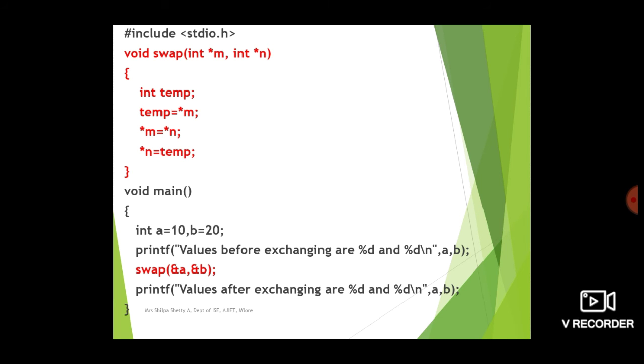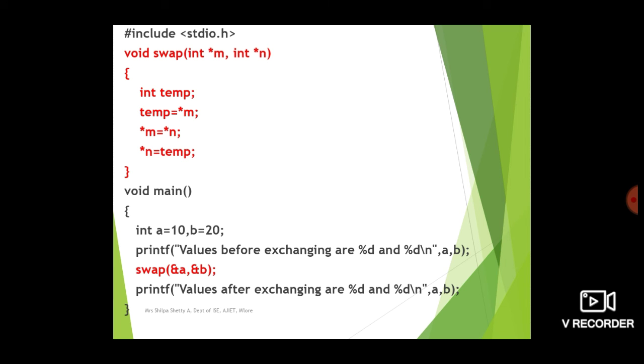So temp is 20. Temp is 10. So star n means where n is pointing to. N is pointing to b. So b becomes 10 now. So I hope this is clear.